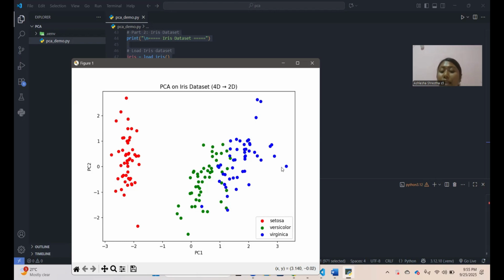So to summarize, PCA is a very powerful dimensionality reduction technique, and it finds new features called principal components that give maximum variance while reducing noise. And PCA is widely used across data science and machine learning to make complex data simple and useful.